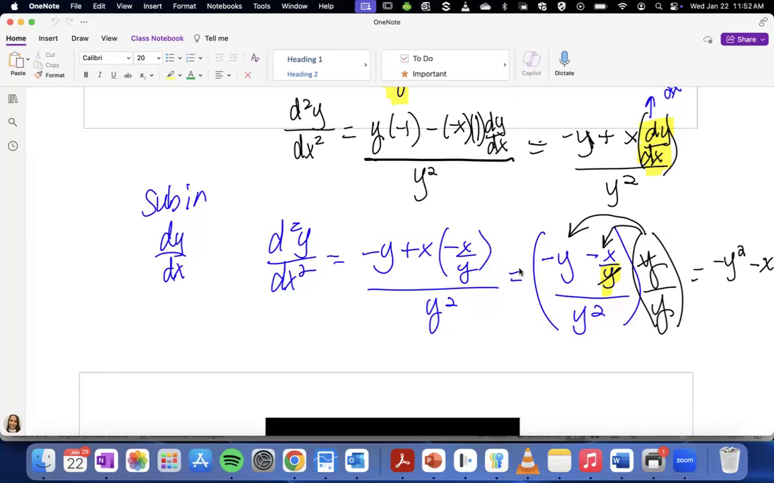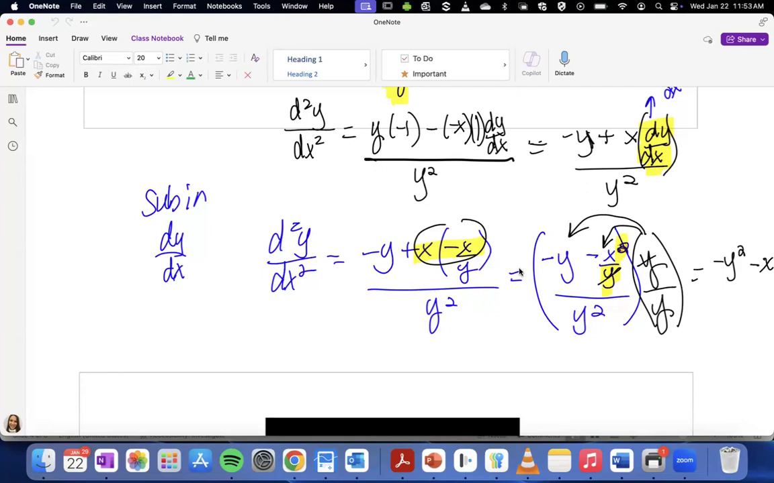Oh, it should be x squared, shouldn't it? Minus x squared. Oh, yeah. Let me put that in red. It should be squared. Yeah, sorry about that. x squared. That was negative x times x is negative x squared. Okay, thank you. Okay, then, so it's negative y squared minus x squared.